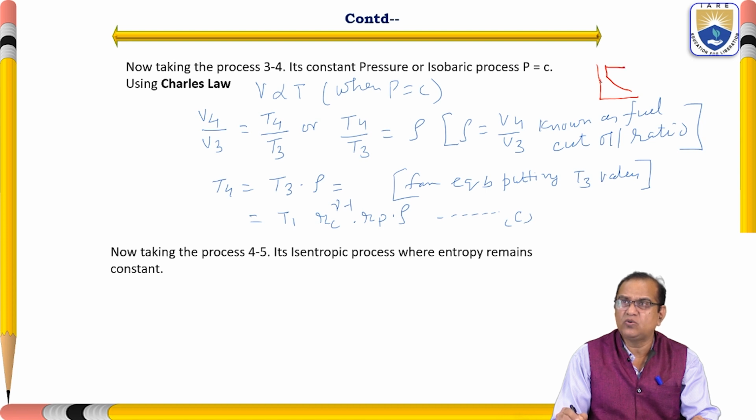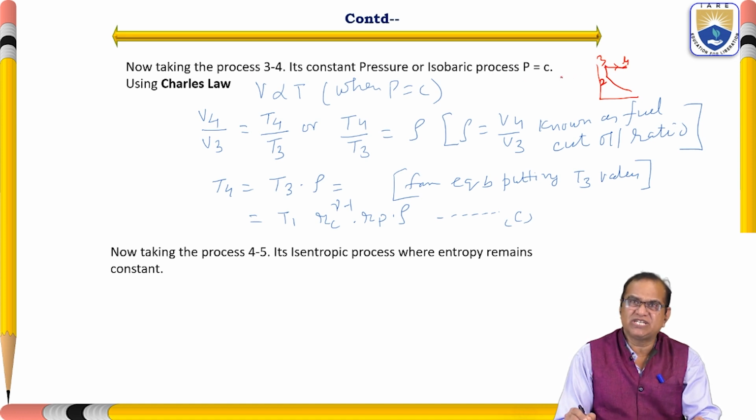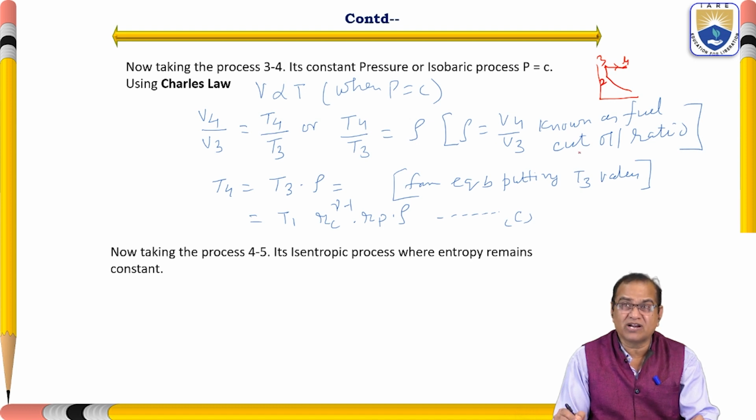This is the 2, this is the 3, so 3 and 4. So it is a constant pressure process from here to here. So in this, pressure is constant. Using Charles' law, the volume is directly proportional to the temperature when pressure is constant. So V4 by V3 is equal to T4 by T3, and V4 by V3 is equal to rho. That is known as the fuel cutoff ratio.